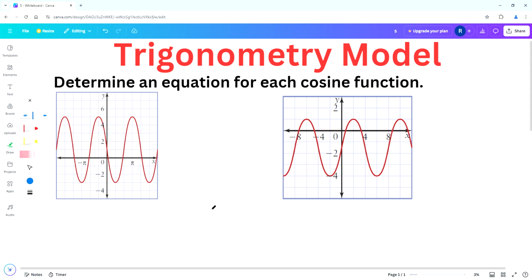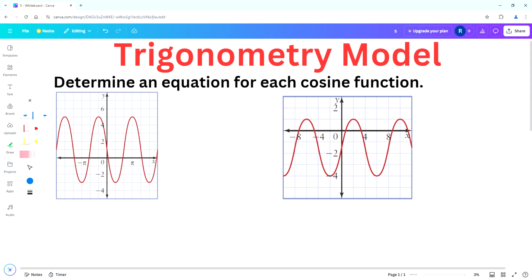In this video, we'll solve this problem using concepts of cosine function trigonometry model. As per the problem, determine an equation for each cosine function. We are given these two graphs. We have to write a cosine function equation for these two graphs. Let's start with the one on the left side.